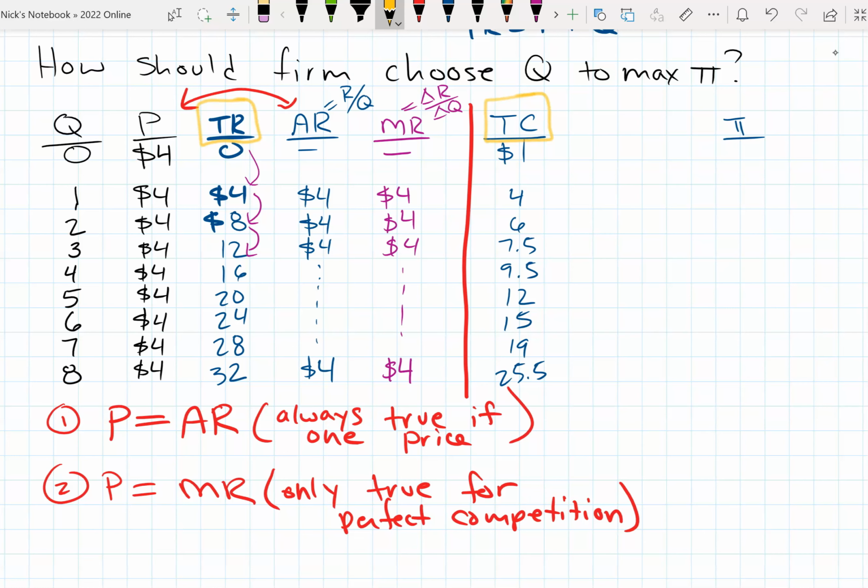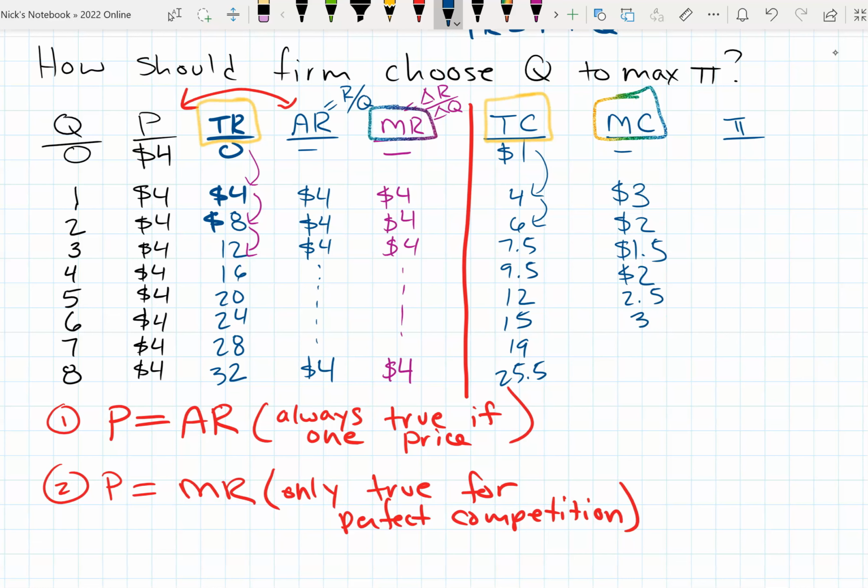But what I want to do is prepare you for something else we're going to do in a second. Instead, we're going to compare marginal revenue to marginal cost. So let's get our marginal cost first. Marginal cost is how much this is changing. When we purchase the first one it costs us $3 extra, the second costs us $2 extra, then $1.50, then $2.50, then 3, then 4, and then $6.50. So you get the idea.